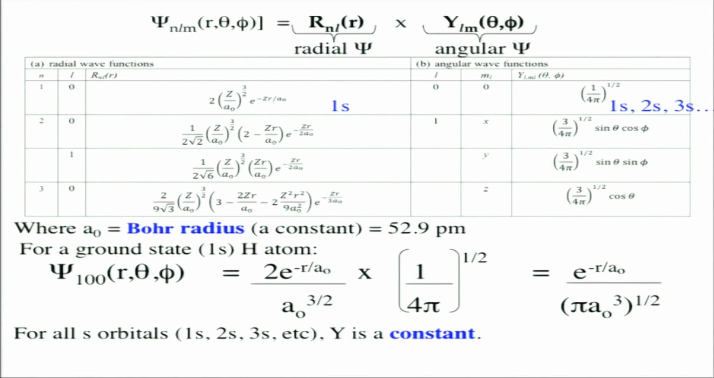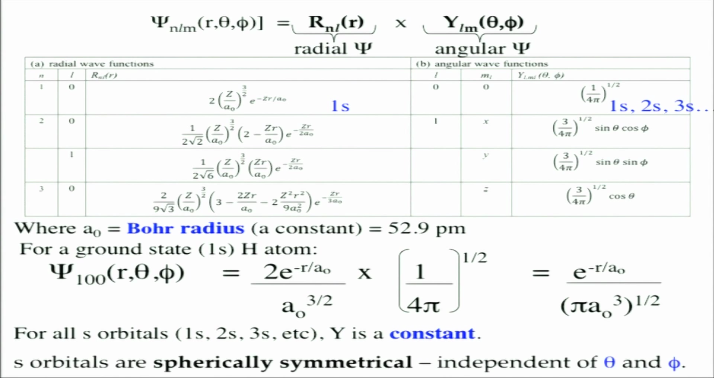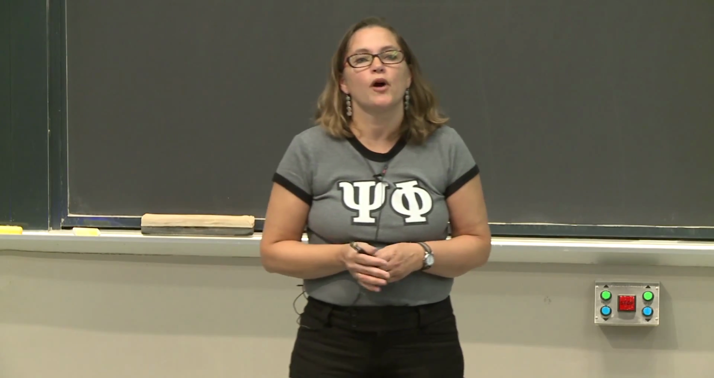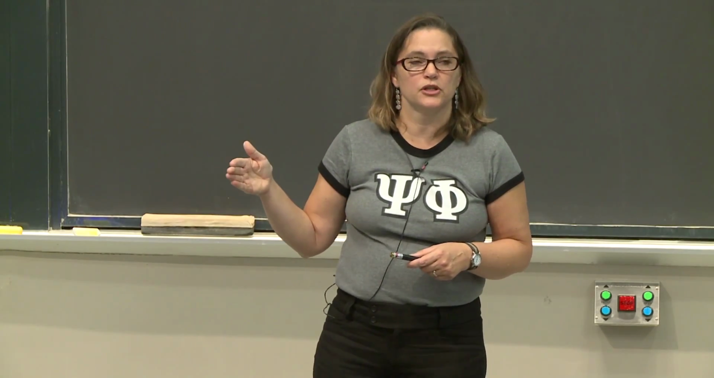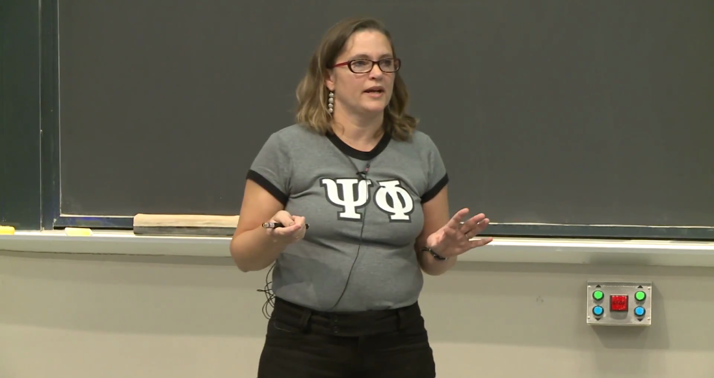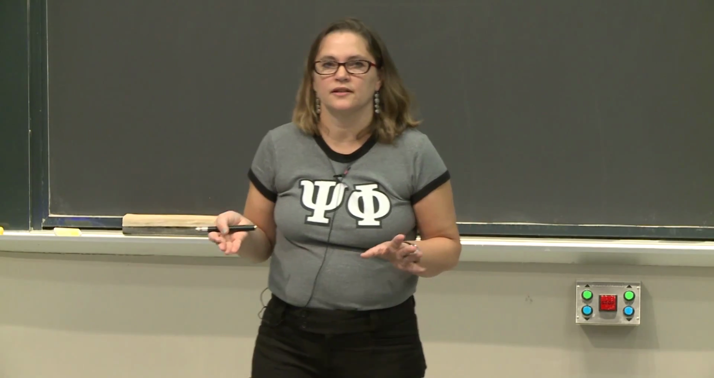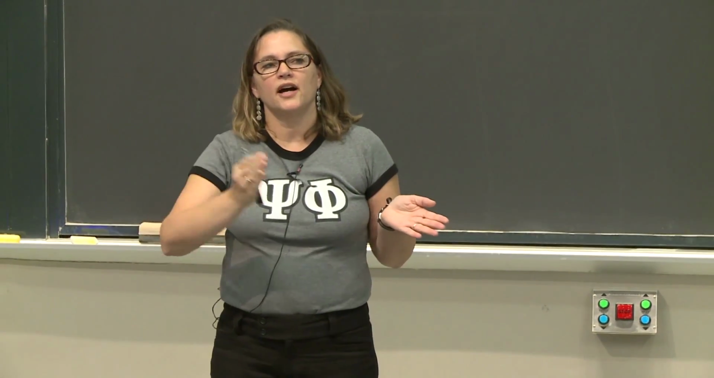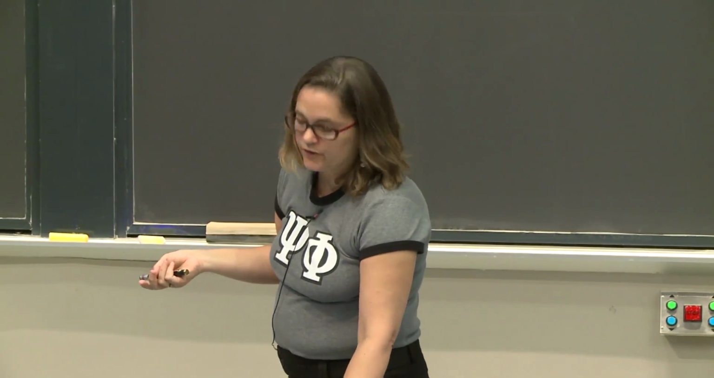So all 1s, 2s, 3s all have this same constant. And that leads to a very important property of s orbitals, which is that they're spherically symmetrical. In other words, they're independent of those angles of theta and phi. And so that means that the probability of finding the electron away from the nucleus is just going to depend on r. There's only r in this equation. The angles are not part of the equation. So s is spherically symmetrical. The probability of finding the electron just depends on the radius.